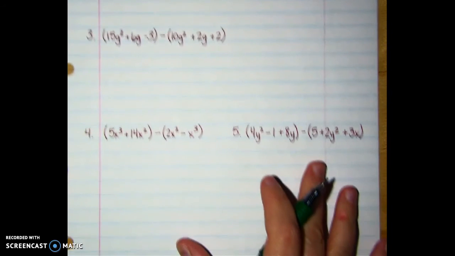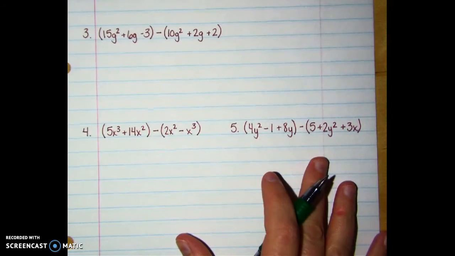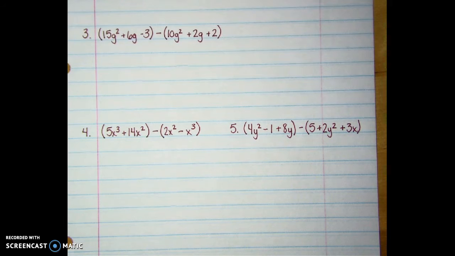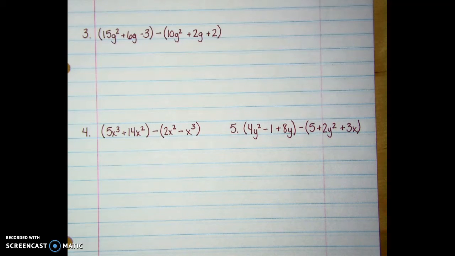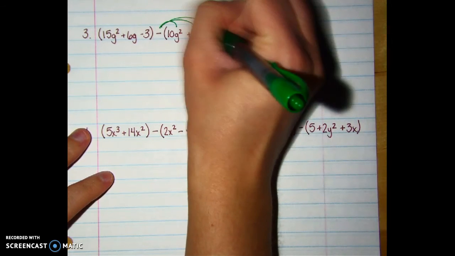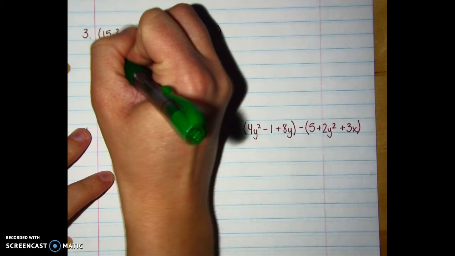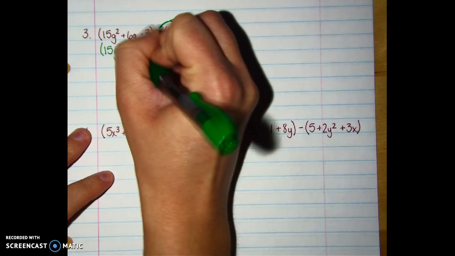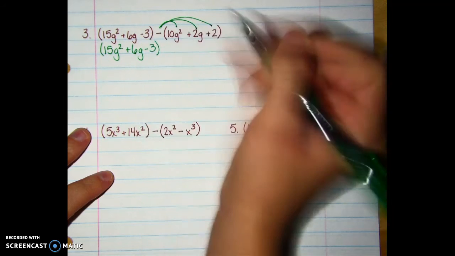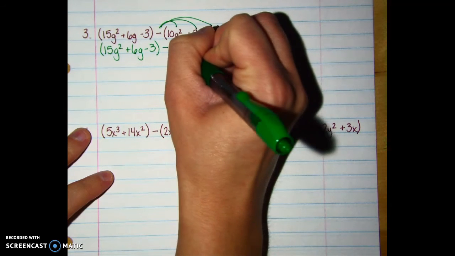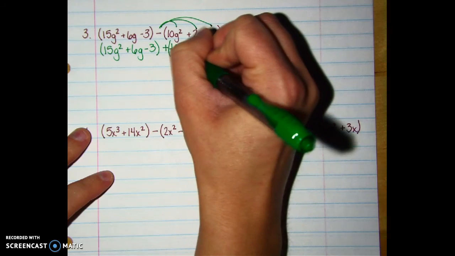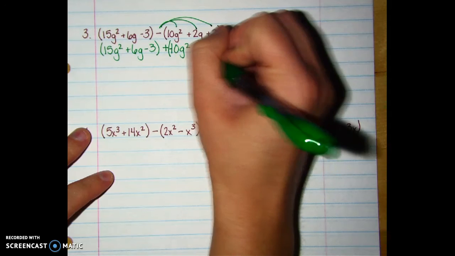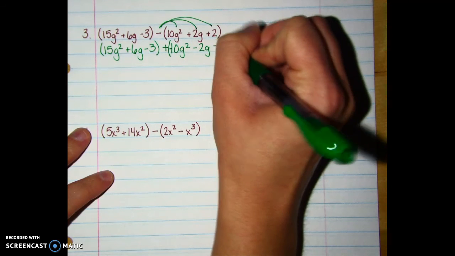Okay, let's look at number 3 down here. And you are welcome to pause this whenever you want to and try these on your own. You will have 3 after these to do on your own. Okay, so distribute that negative sign. That is 15g squared plus 6g minus 3 minus 10, plus negative 10g squared minus 2g minus 2.